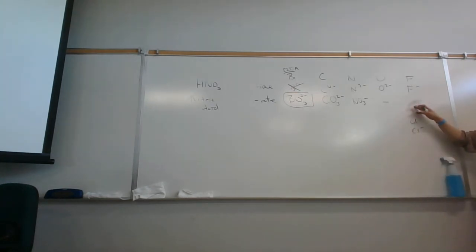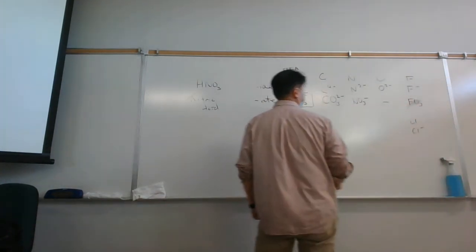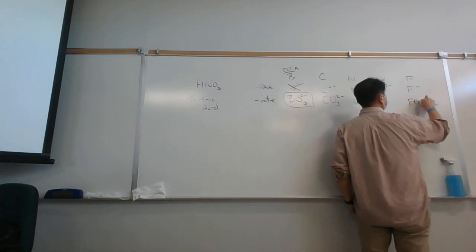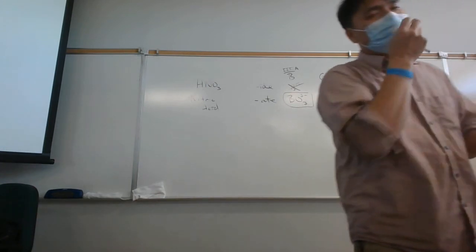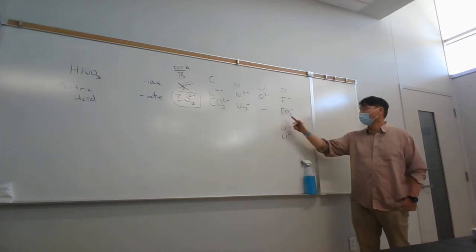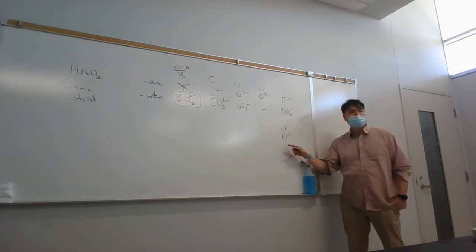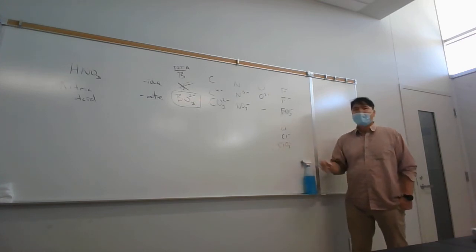What is fluorate? Yeah, that's correct: FO3, and the charge? Well, it's negative, but we've bottomed out. We can't go lower than -1, and once it bottoms out, it stays. So fluorate is FO3 negative. This means what is chlorate? Chlorate is ClO3 negative.